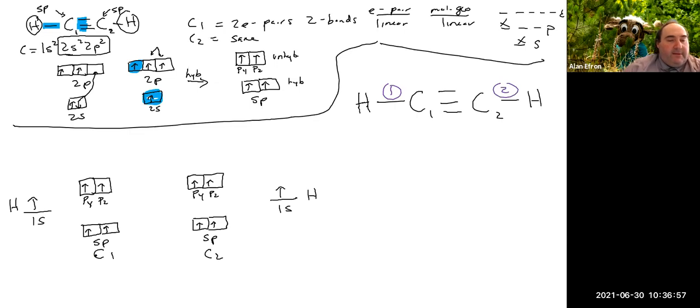So hopefully you can clearly see that number 1 is going to be between an sp hybrid orbital in carbon and a 1s orbital there in the hydrogen. Those guys are going to come together and overlap. We also will get a similar bond happening between carbon number 2 and the 1s orbital and hydrogen happening over there. So that accounts for the 2 bonds that we see between carbon and hydrogen.